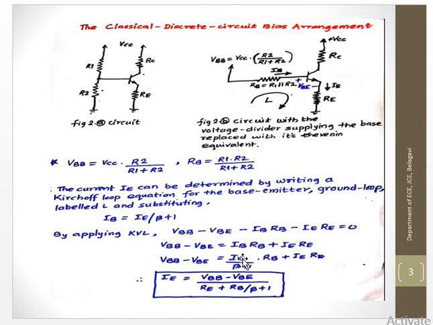So if you take IE term common, it will be RB divided by beta plus 1 plus RE. If you rearrange the equation, you will get the final expression as shown. IE is VBB minus VBE divided by RE plus RB divided by beta plus 1, where beta is the current amplification factor, usually of the order of a few hundred. For larger values of beta, this 1 can be neglected.